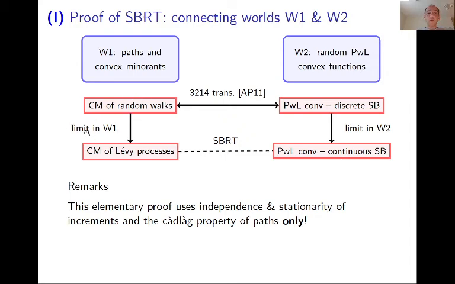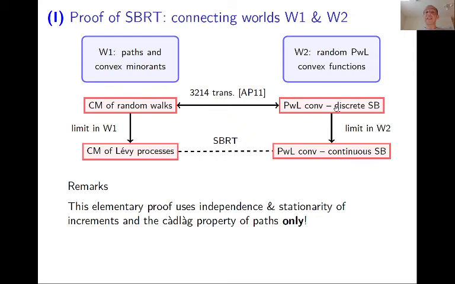We take the limit in world one, and here the limit is simply that the random walk trajectory converges to the trajectory of the Lévy process, pointwise. So you take a nested skeleton, say dyadic integers. And all that matters here is not that this is a trajectory of a Lévy process, but that this trajectory is uniquely determined by its values on the dense set, which it is because the path is càdlàg. That's all that's needed here to see that these convex minorants are going to converge.